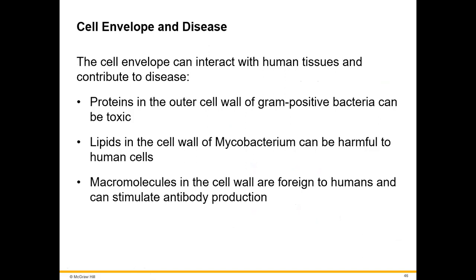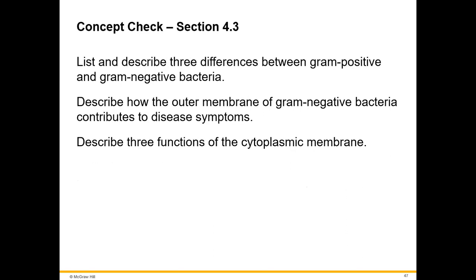The cell envelope in disease: the cell envelope can interact with human tissues and contribute to disease. Proteins in the outer cell wall of gram-positive bacteria can be toxic. Lipids in the cell wall of Mycobacterium can be harmful to human cells. Large molecules in the cell wall are foreign to humans and can stimulate antibody production.